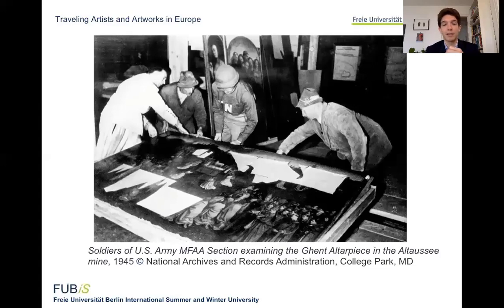Actually, the US Army in 1945, as you can see here in this photograph from the National Archives and Records Administration, found the paintings in the Altaussee mine. So it was a mine where these and other artworks were stored in order to preserve them from damage. And here you probably recognize the Adoration of the Mystic Lamb that we have seen previously on our screen and also in the copy of Michiel Coxcie.